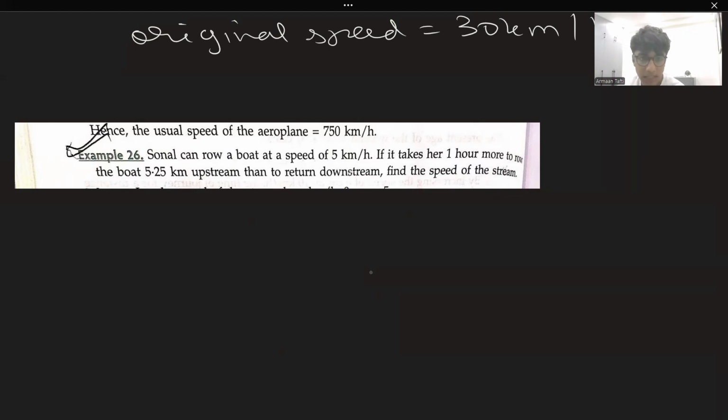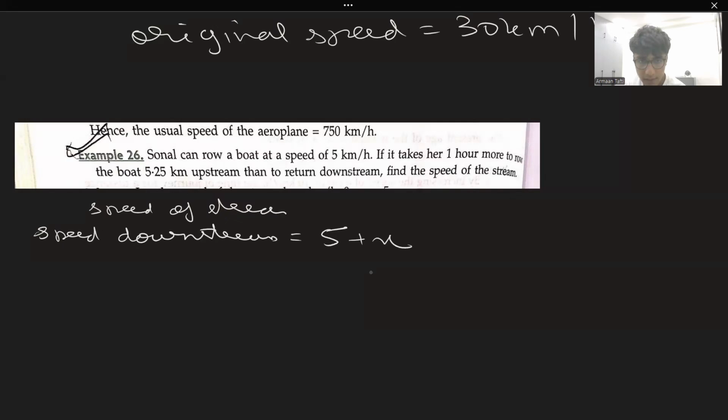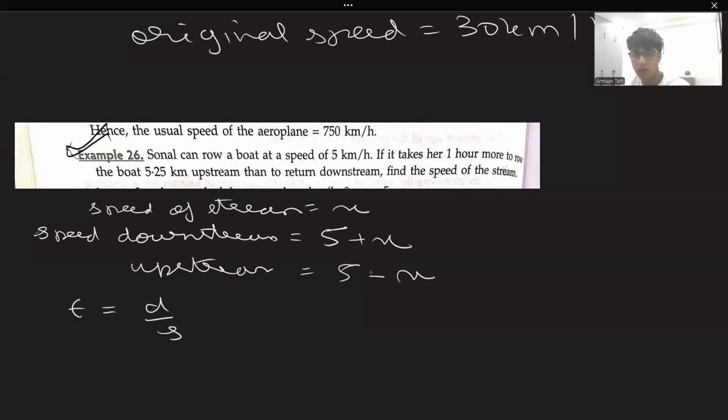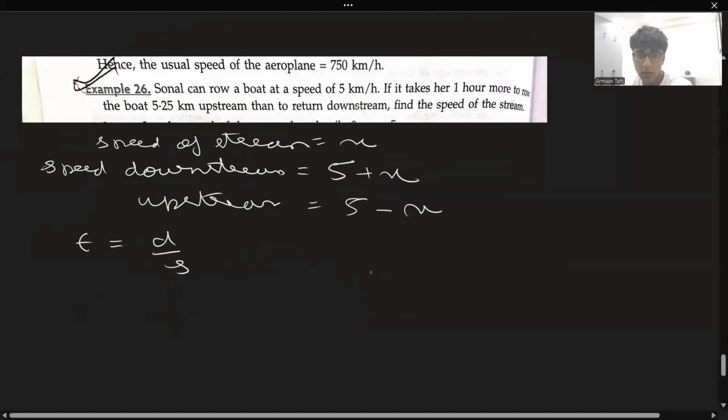Okay, so let's see what is the speed downstream. Speed downstream is equal to the speed of her plus the speed of the stream, right? Let's say the speed of the stream is equal to x. Now speed upstream is very logically equal to 5 minus x. Now they've told us that it takes 1 hour more. So again, we know that time is equal to distance upon speed, because we've been given that the time is 1 hour more. So let's equate this now.